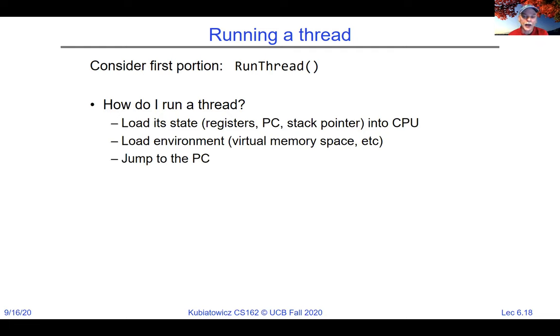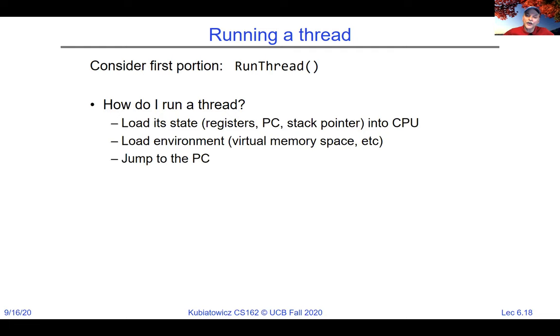If you're changing process, you need to load its environment. So that means get the page table set up. That's that mysterious virtual memory we haven't talked a lot about yet. Get anything else loaded up, and then you just jump to the PC and start running.